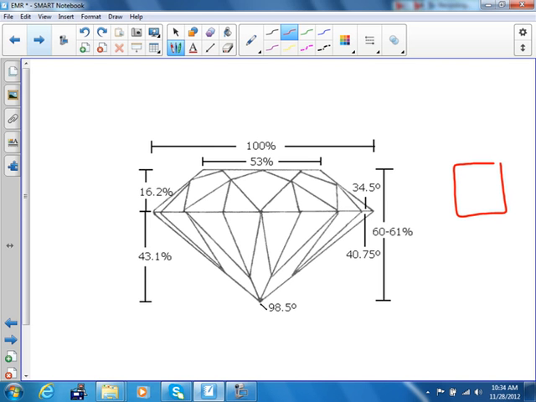And the final one was cut. He said the cut, believe it or not, is just as important as any of those natural things like clarity or color. The cut has to be perfect. If the cut's not perfect, then the diamond doesn't sparkle very much. And he went on to explain why.